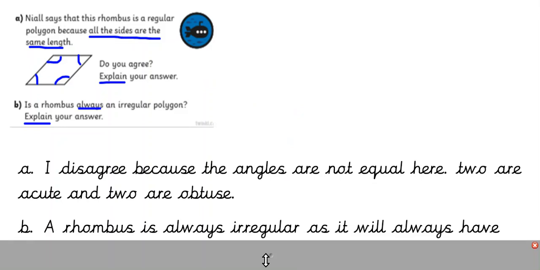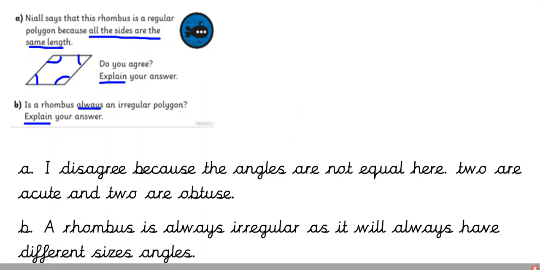And then for B, a rhombus is always irregular as it will always have different sized angles, okay? Because it's a square that's been tipped over, it will always have two acute angles and two obtuse angles. Even if we tipped it the other way, these would then just be the acute angles and these would be the obtuse angles. It will always have two obtuse and two acute angles. Therefore, a rhombus is always irregular. Well done if you got that one correct.